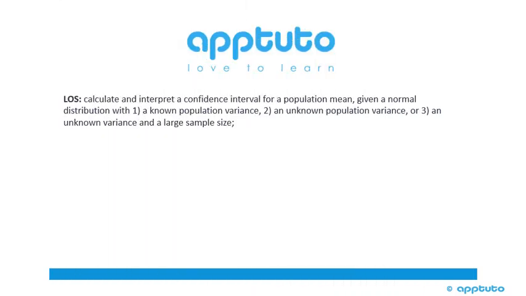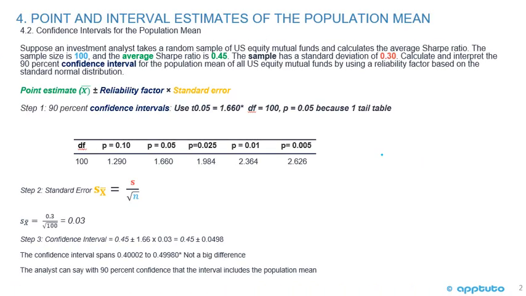This LOS is to calculate and interpret a confidence interval for a population mean given a normal distribution with 1, a known population variance, 2, an unknown population variance, or 3, an unknown variance and a large sample size. This example looks very similar to what we've seen in a previous LOS, but the difference here is we're talking about the sample. This sample has a standard deviation of 0.3. We don't know the population standard deviation. So in that case, we're going to use the t-tables, okay?